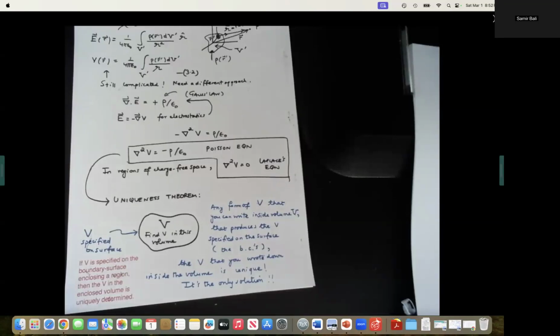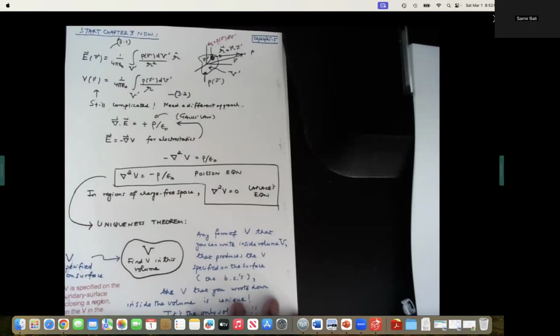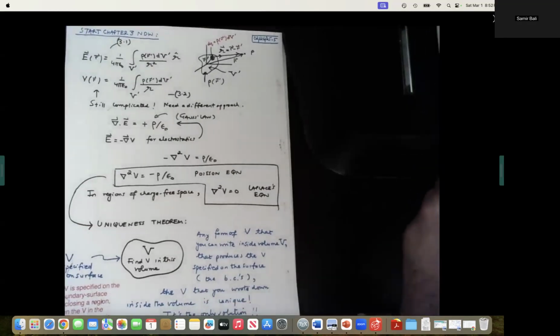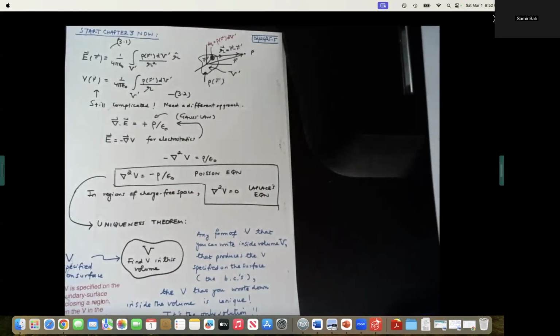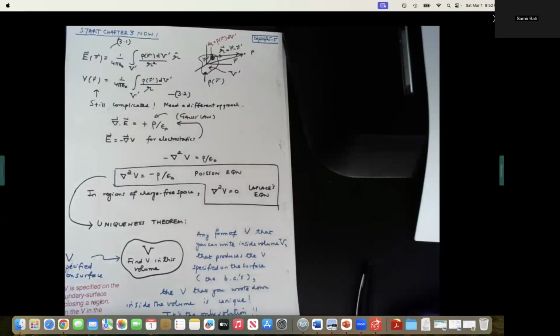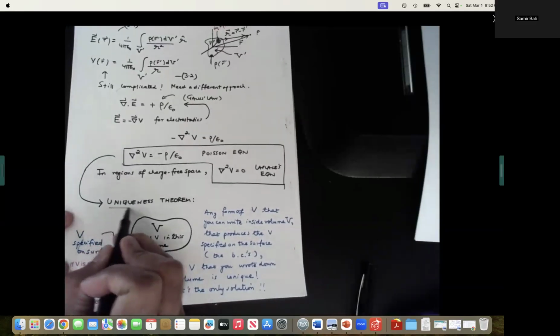Okay, so our task is to find the potential and electric field in more complicated situations now than what we've been doing before. And I will start with the last slide of the previous lecture, of the lecture on Wednesday, the 26th. Okay, and you remember that I was talking about the uniqueness theorem.